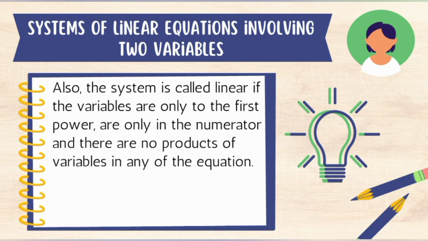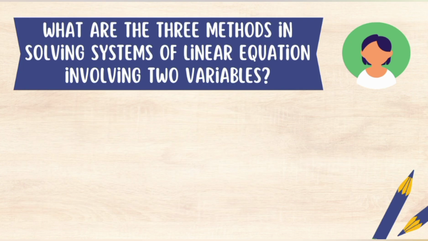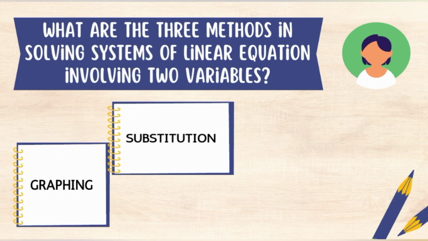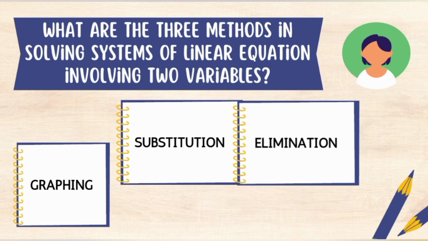Also, the system is called linear if the variables are only to the first power, are only in the numerator, and there are no products of variables in any of the equations. An example of this is 3x - y = 7 and 2x + 3y = 2. There are three methods in solving systems of linear equations involving two variables. First is graphing, second is substitution, and third is elimination.